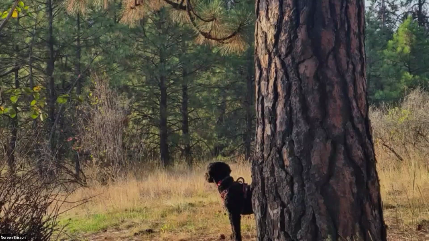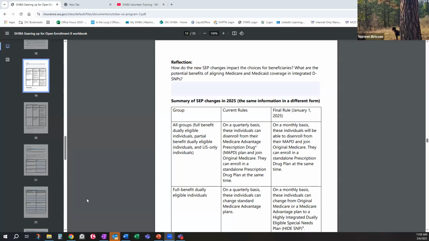All right. So in the October workbook, we had an example or a chart showing all the D-SNP SEPs. And the crux of it is the quarterly changes that we had last year are gone. Okay, for people who could change their plans quarterly, that's gone. It's not quarterly anymore. It's now on a monthly basis for the people who can make their changes.